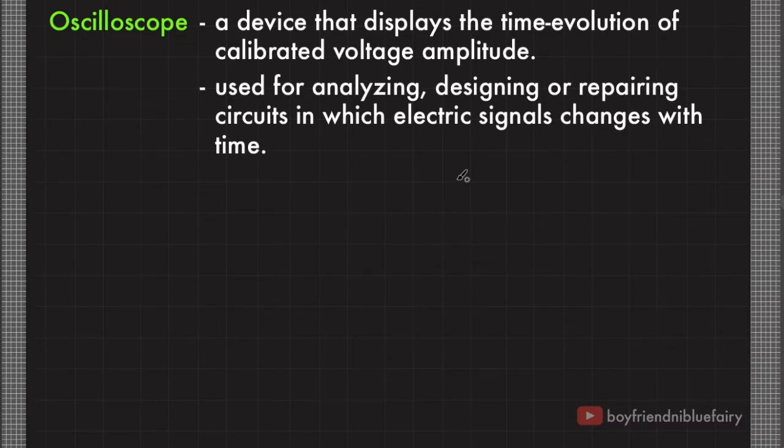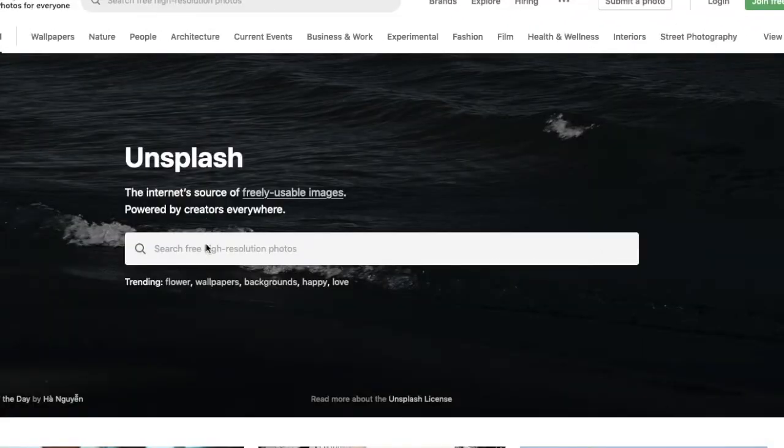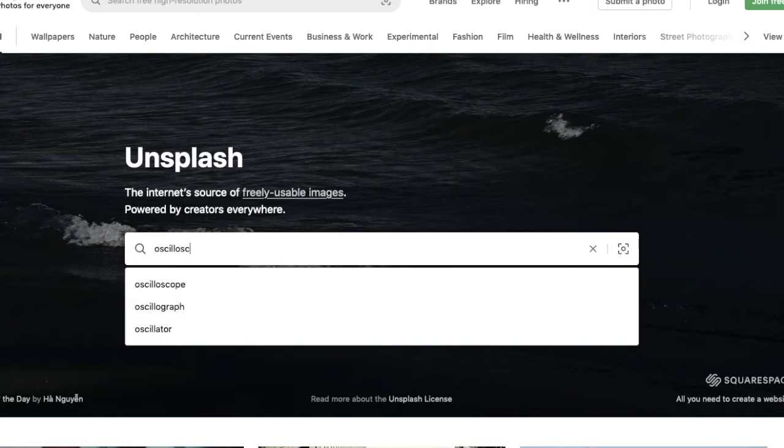An oscilloscope is a device that displays the time evolution of calibrated voltage amplitude. It is used for analyzing, designing, or repairing circuits in which electric signals change with time. There are components or devices that convert changes in physical quantities into electrical signals called transducers. We will discuss transducers in later chapters. Through the use of these transducers, oscilloscopes can literally display a graph of the changes in any physical quantity because of its ability to convert other forms of energy into electrical signal. So let's view some oscilloscope.